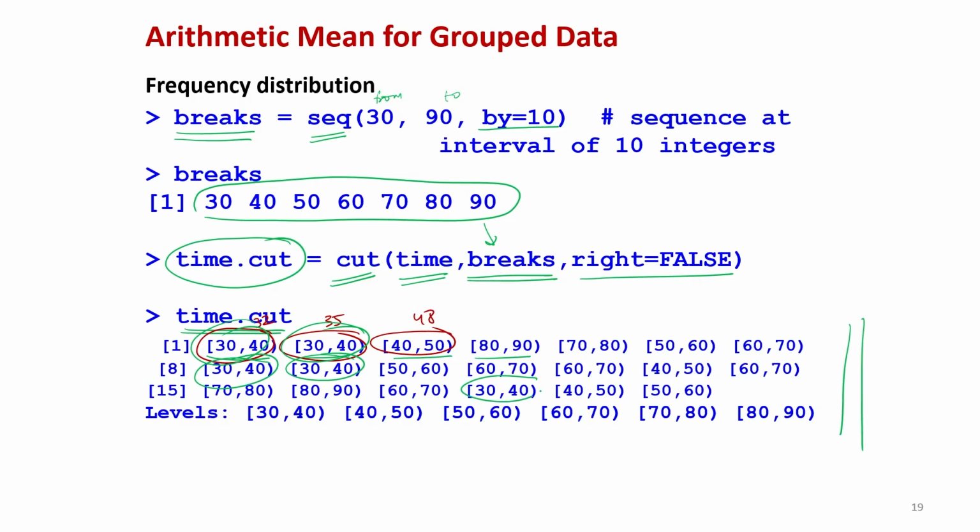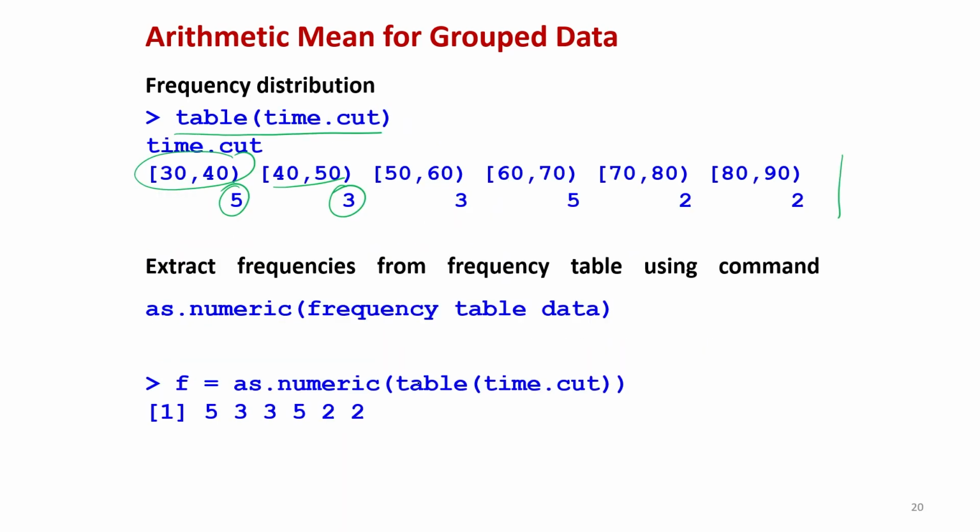You can see here, I can just use another color, 30 to 41, 30 to 42, 30 to 43, 30 to 44 and 30 to 45. So, this is indicated here by this 5, right. Similarly, the other data has also been counted. Now, what we have to do, this is the frequency table. I want only the frequencies.